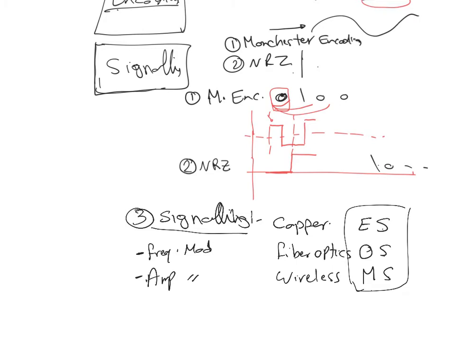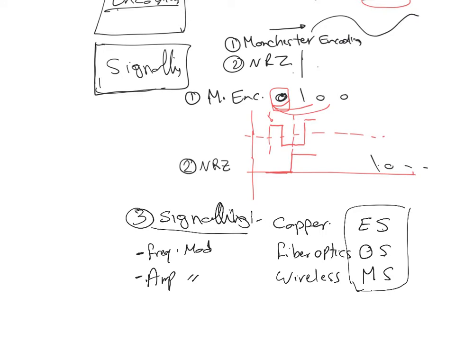Similar to encoding, we have different schemes, but in signaling, the schemes are mapped to the basic characteristics of any signal. For any signal, we have 3 basic characteristics. We will focus on 2 of them, which are amplitude and frequency. As we all know, any signal has at least 3, but we'll talk about 2, the frequency and the amplitude.